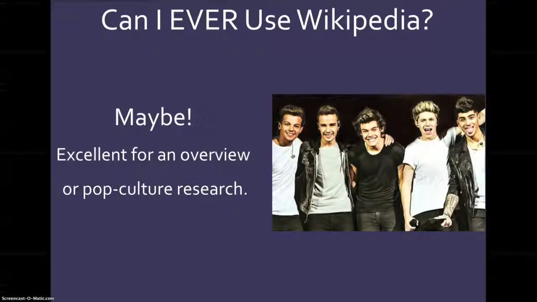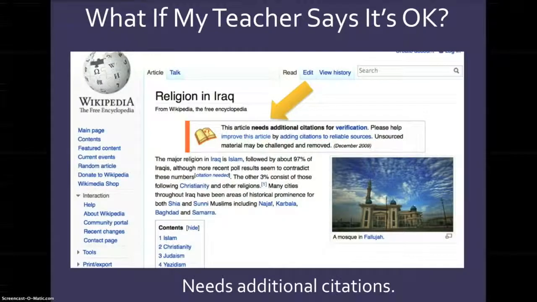Let me show you a few reasons why I don't use Wikipedia as a research source. First of all, a lot of teachers say it's okay to use Wikipedia, but there are all kinds of warning signs. For example, this Wikipedia article about religion in Iraq tells you that it needs additional citations for verification. And it says, please help improve this article by adding citations to reliable sources. In other words, this is a red flag that you should not use this article for your research.